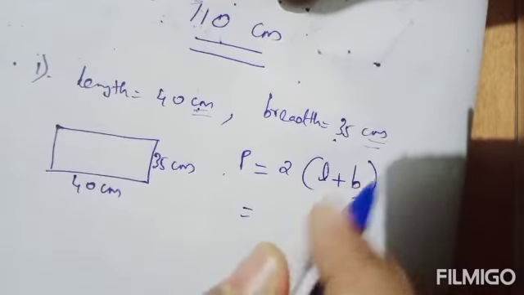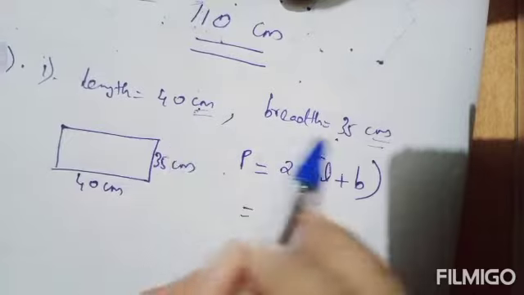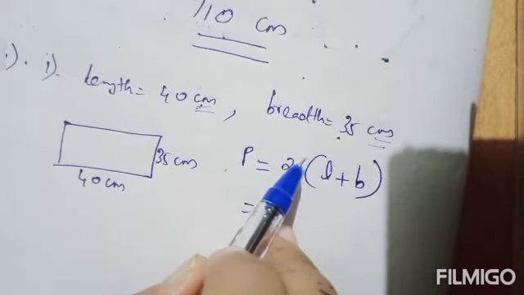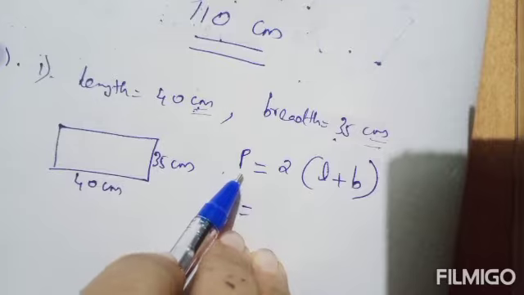Okay, both are in centimeter, so you can use that. If both are in different units, you have to make that unit the same. Then only you can find the perimeter.